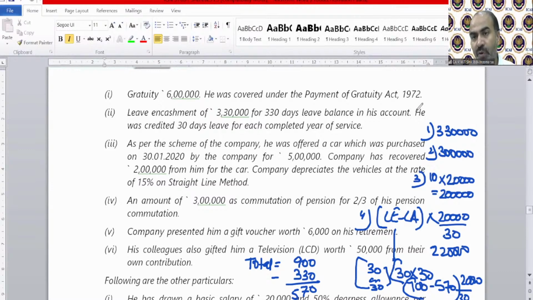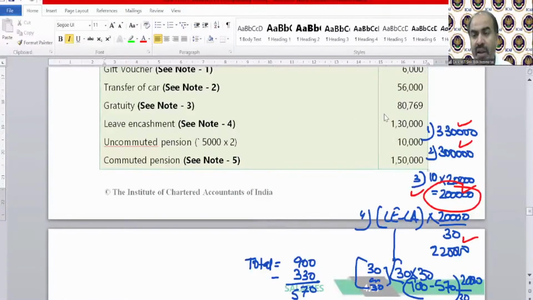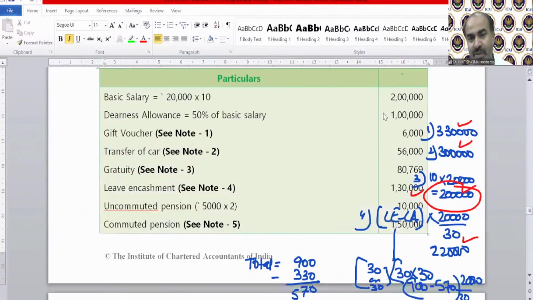Lowest out of these four will be 330, 3 lakh, 2 lakh, and 220. Lowest will be 2 lakh. This is going to be exempted, and balance 1,30,000 is going to be taxable. You can see this leave encashment 1,30,000 is going to be taxable.